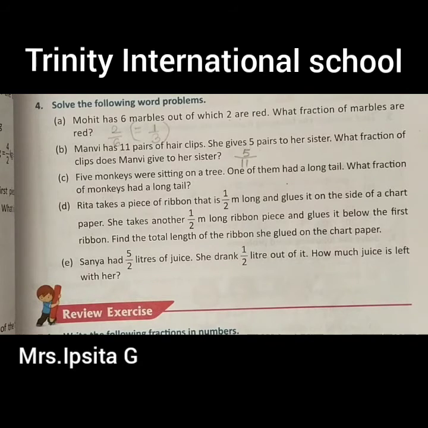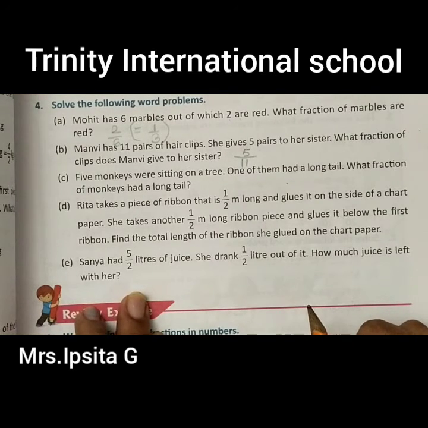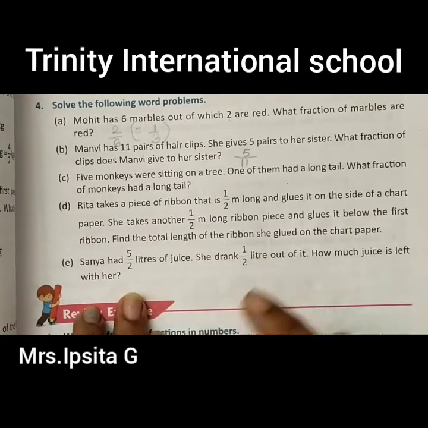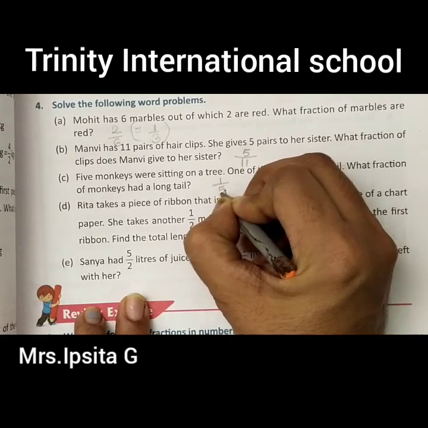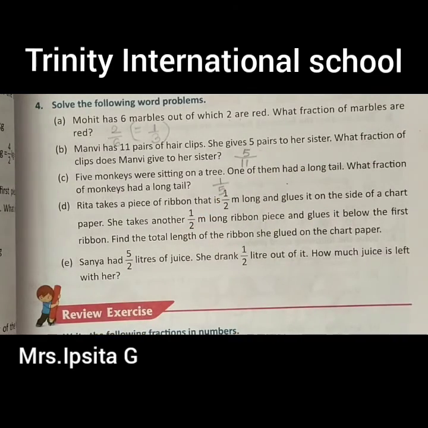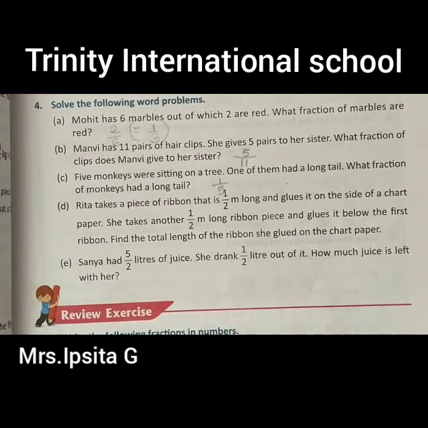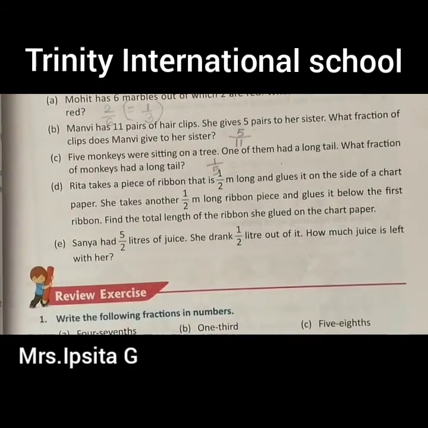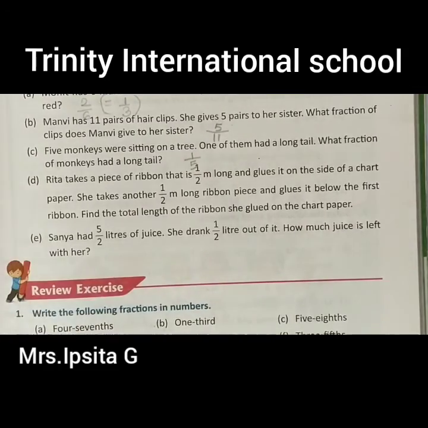5 monkeys were sitting on a tree. One of them had a long tail. What fraction of monkeys had a long tail? So in all 5 monkeys were there and only one had a long tail. So you can write the fraction like this. Out of 5, one has a long tail. So your fraction will be 1/5. Now let us go to next one.